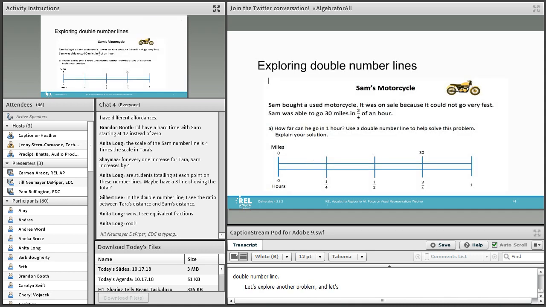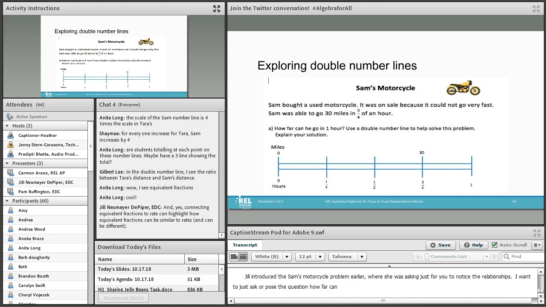Let's explore another problem, and let's look more deeply at this problem. Jill introduced this Sam's motorcycle problem earlier, where she was asking just for you to notice the relationships. I want to just pose the question, how far can Sam go in 1 hour? And how might you find that solution? So I'm going to hesitate just for a minute to let you type in the chat.